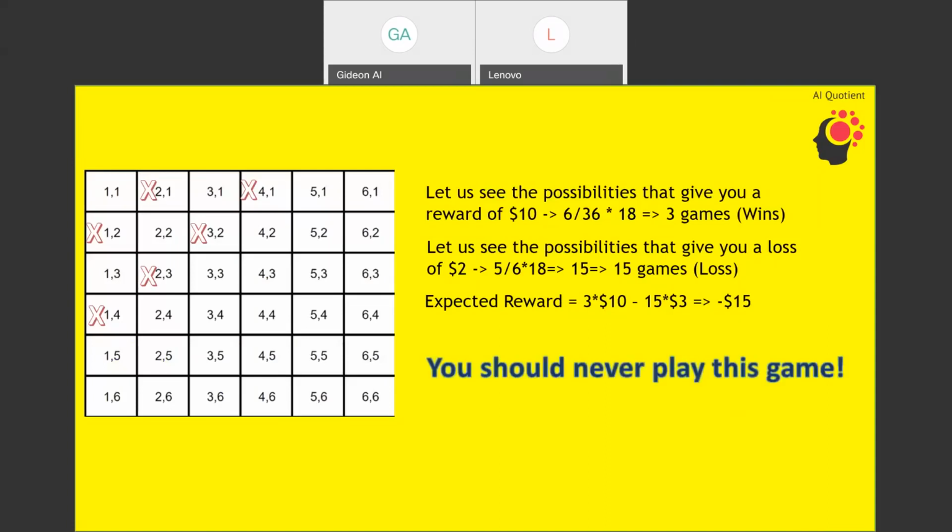Somebody tells you, okay, these are the conditions, right? You should not get excited by the fact that if you win, you get $10, and if you lose, you just spend $3. The chances of you winning are significantly less compared to the chances of you losing. So that's the reason why you should never, ever play this game.